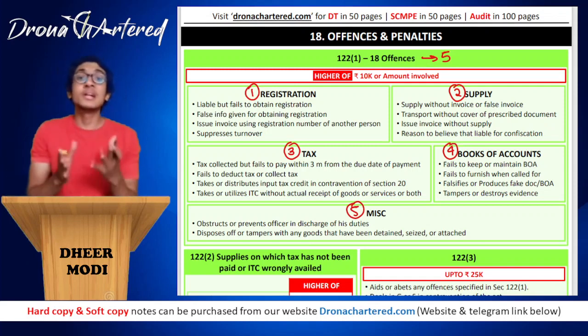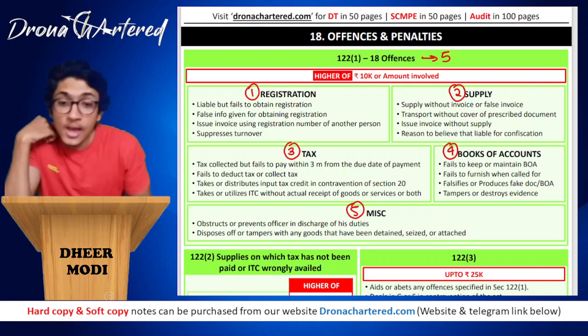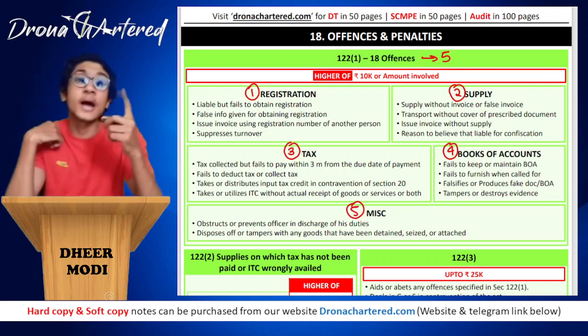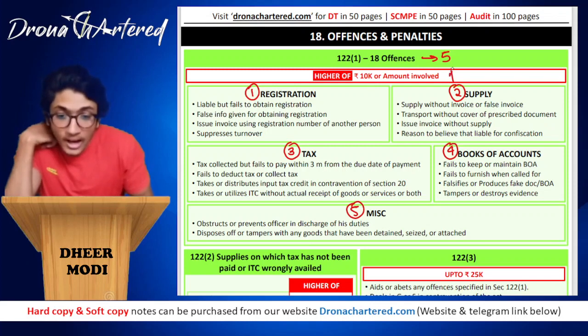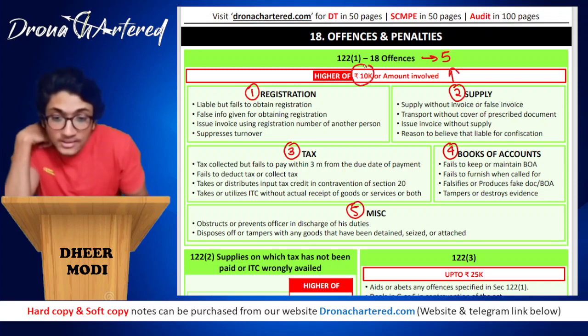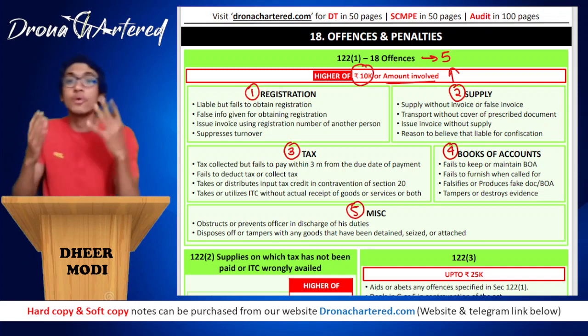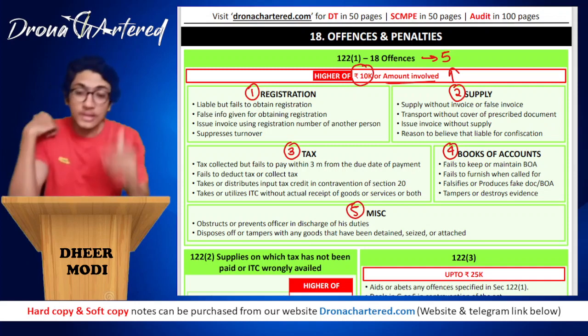Now what is the penalty? What is the penalty under this section? Under section 121, which has 18 offenses, the penalty is higher of rupees 10,000 or the amount involved. Okay, so 10,000 or the amount involved, whichever is higher. So these are your 18 offenses.